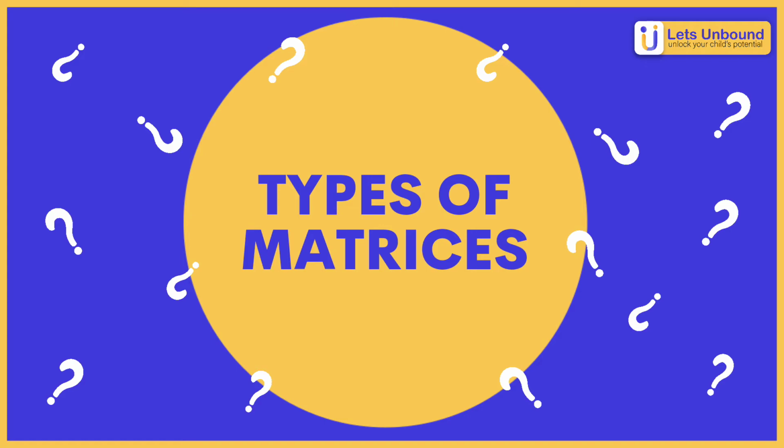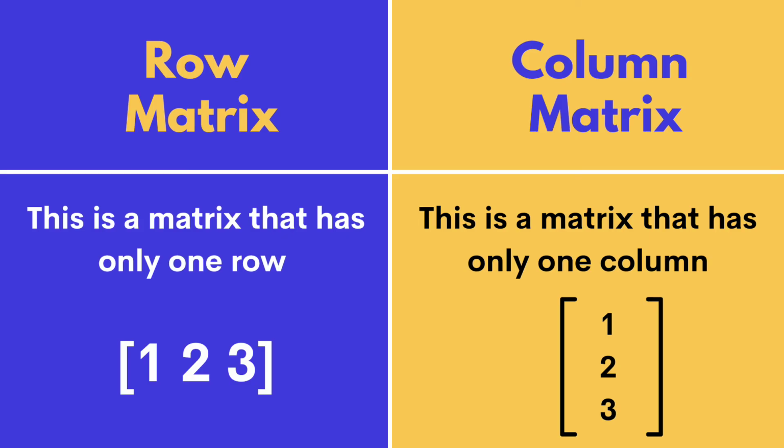Now let's see what are the types of matrices and get a deep understanding of them. The first type of matrix is the row matrix. A row matrix is a matrix which has only one row. In the column matrix you can see there is only one column. Here the order of the row matrix will be 1 into 3 and the order of the column matrix would be 3 into 1. So remember, finding out the order of a matrix is very important.